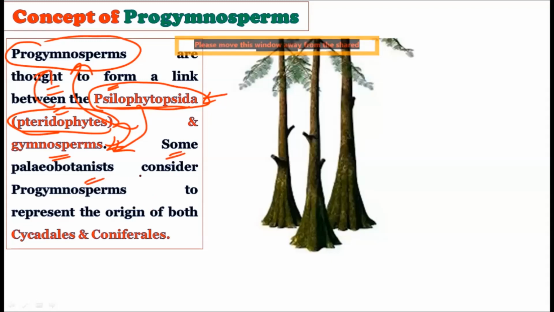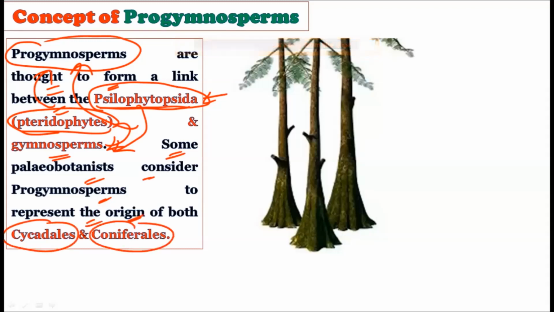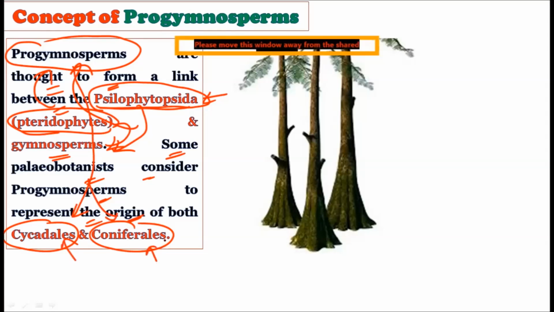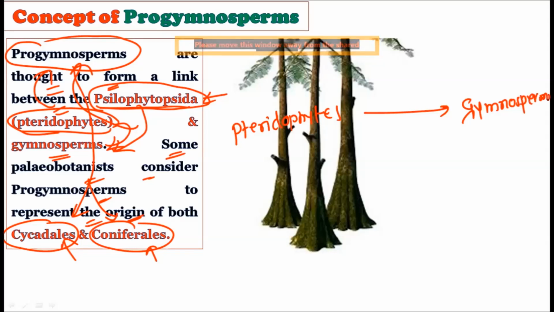Now see, some paleobotanists consider these progymnosperms to represent the origin of both the Cycadales and the Coniferales. Whatever progymnosperms are present between the pteridophytes and the gymnosperms, later gave rise to the Cycadales and the Coniferales. Both these orders belong to the gymnosperms. So on the evolutionary line, what we first have is the pteridophytes. Then from these pteridophytes, we see that the gymnosperms may have arisen. But through the fossil record we have found some intermediate forms which are placed under the progymnosperms.